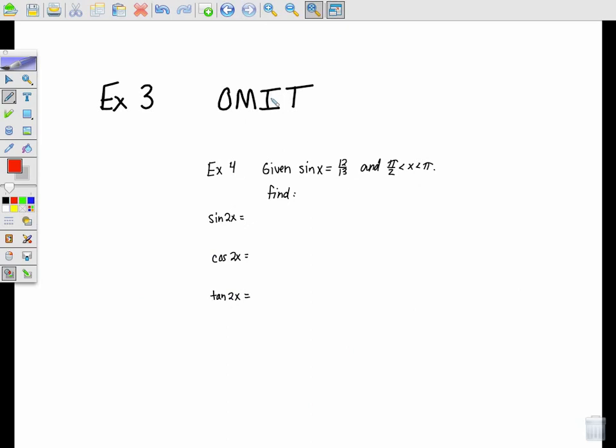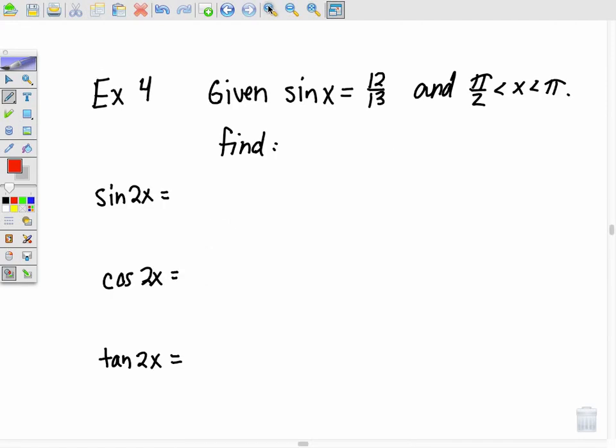All right, we will not be doing example 3. It's not in our agenda here to go through example 3. But we will do and look at example 4. All right, example 4 says, given the sine of the angle is 12/13, and we're in quadrant, this would be quadrant 2. Find each of these following.